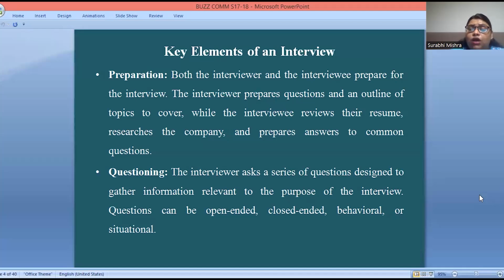The next element, which is very important, is questioning. The interviewer asks a series of questions designed to gather information, right? So what does an interviewer do here? The interviewer asks a series of questions designed to gather information relevant to the purpose of the interview. Questions can be open ended, closed ended, situational or behavioral. So it totally depends on the interviewer what sort of questions he is going to put in front of the person who is giving the interview, right?